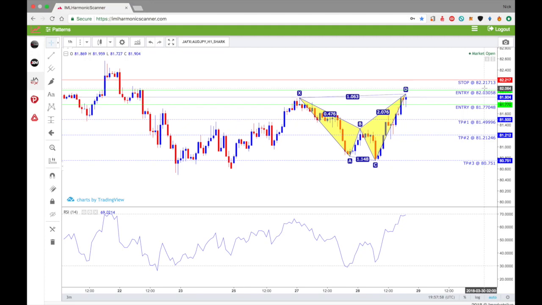If you look at it, look at the entry, 82.03, and look at the stop loss, 82.21. Remember, the pip in the JPY pairs is the second decimal place to the right. So what is 21 minus 3? If I'm not mistaken, I think that it is 18. So in this trade, we are only risking 18 pips from the top entry to the stop loss. That's just so you guys understand.